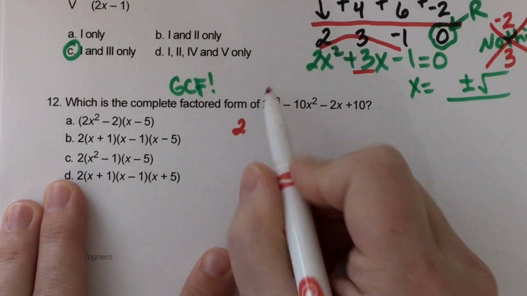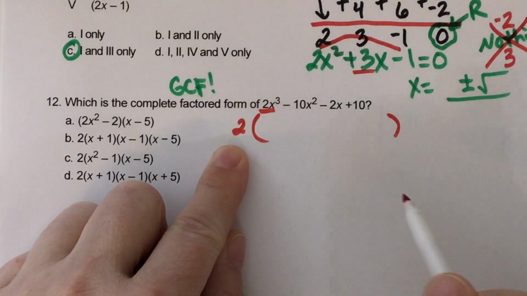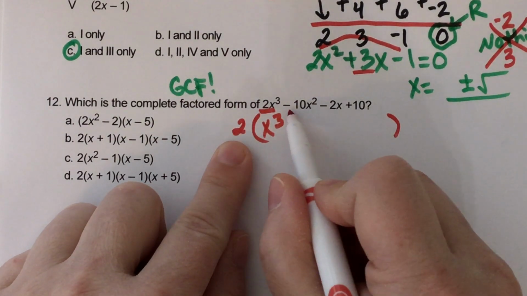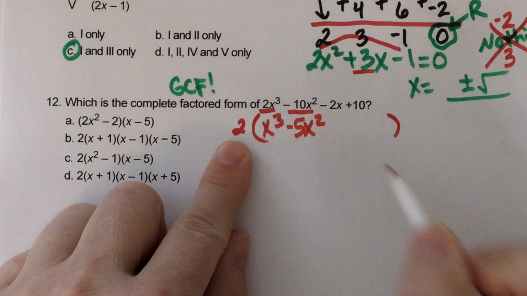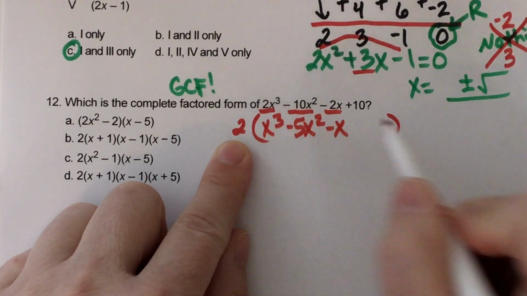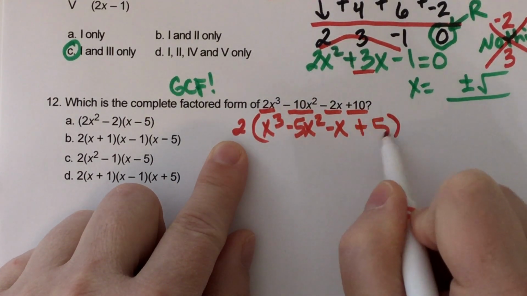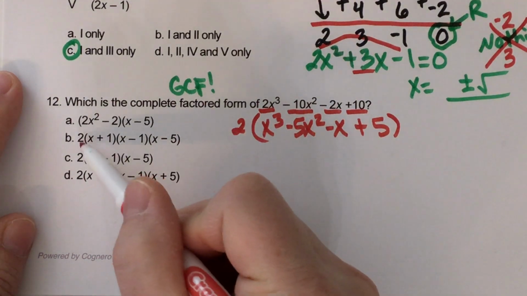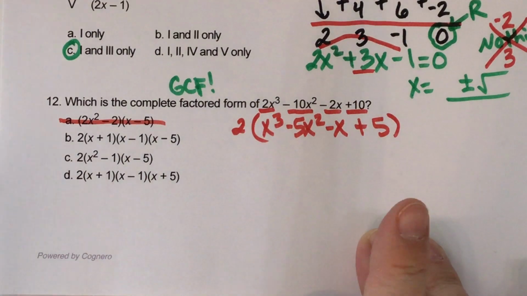2 can go into 2, 10, 2, and 10. Okay, so let's factor that 2 out. All right, 2 times what is 2x cubed? X cubed. 2 times what is negative 10x squared? Negative 5x squared. 2 times what is negative 2x? Negative x. And 2 times what is 10? 5. Okay, so I know that there's a GCF of a 2. All of these have a GCF of a 2, but A doesn't, so I know A is not the answer.